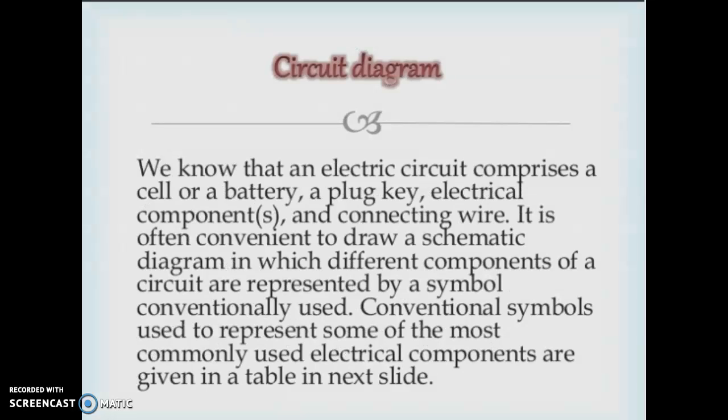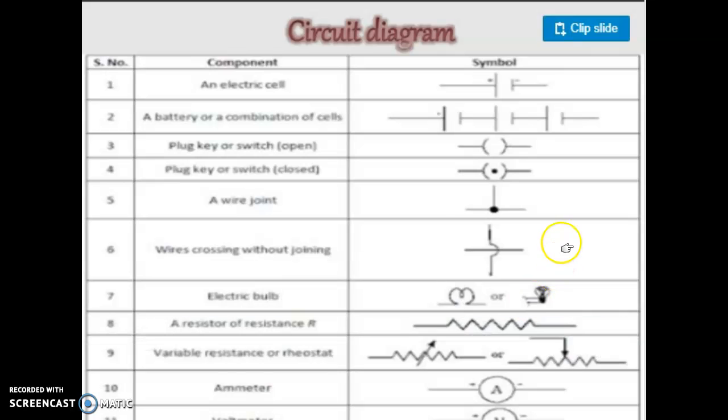Circuit diagrams. Now here comes the topic of circuit diagrams. This topic is familiar to you. You have done it in earlier classes also. So here are some symbols that we use to draw a circuit diagram. This is the symbol of an electric cell, where the longer line describes the positive terminal and the shorter one describes the negative terminal of the electric cell. The combination of these cells comprises a battery. So a battery is a simple combination of cells.